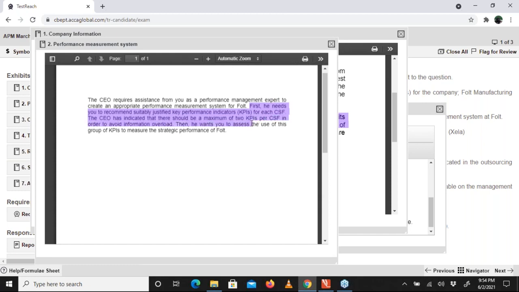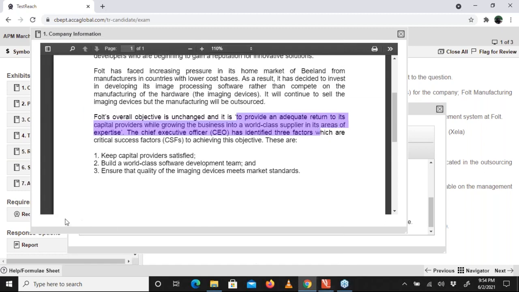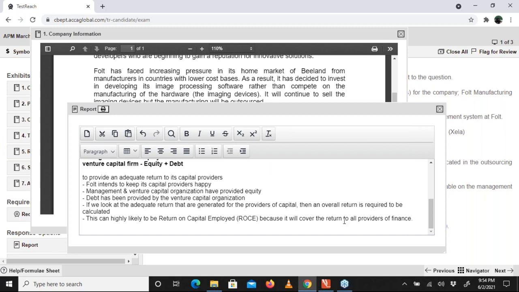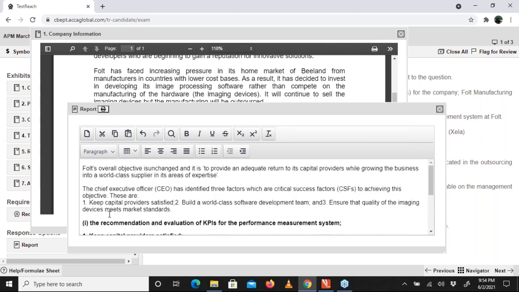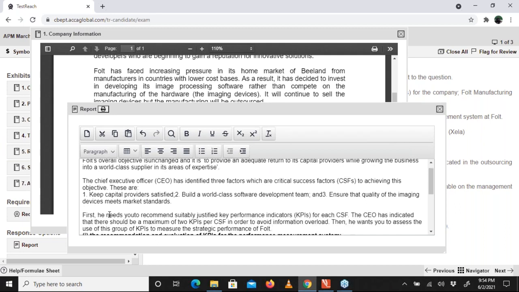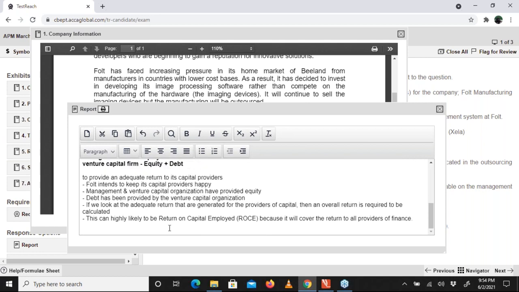Then he wants us to assess the use of this group of KPIs to measure the strategic performance of FOLT. So this is another part of the question's requirement, which is that he needs us to recommend suitably justified KPIs.